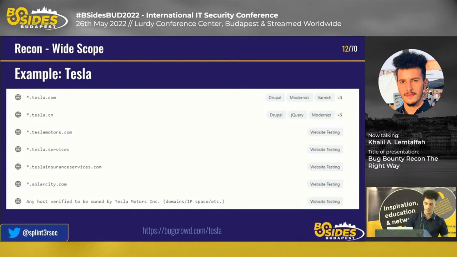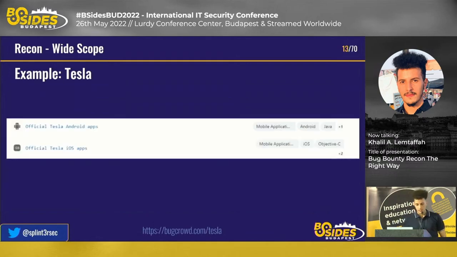The web section of the scope is this. There is tesla.com, tesla.cn, tesla.services, and they even explicitly mention down below that any host verified to be owned by Tesla Motors Inc. is included in scope: domains, IP space, and anything explicitly mentioned as owned by Tesla is definitely in scope. And this is the mobile section of the scope. They included the official Tesla Android apps and the official Tesla iOS apps.